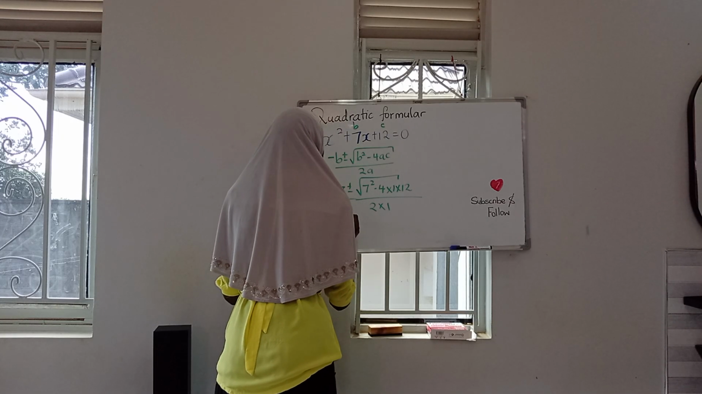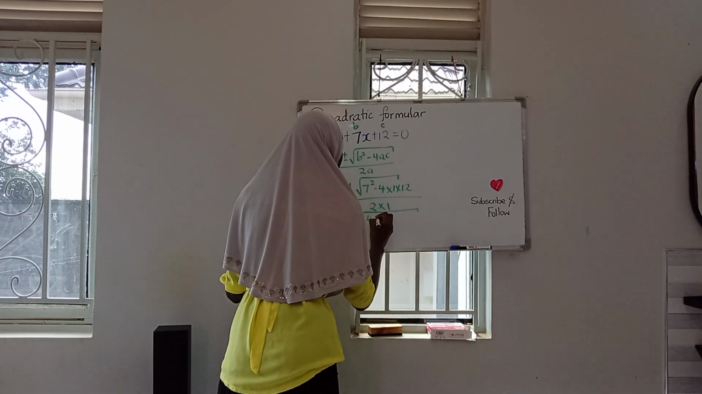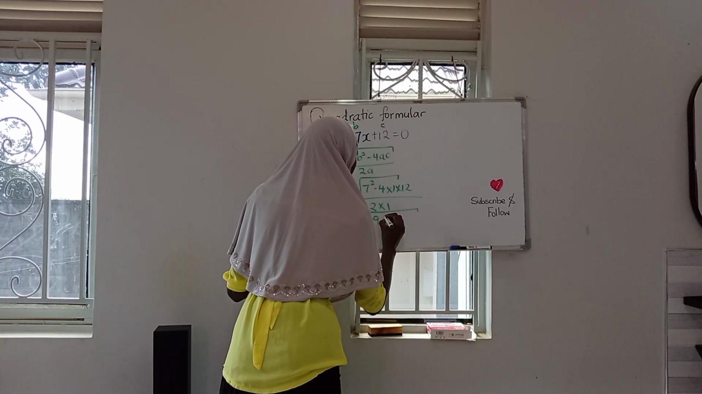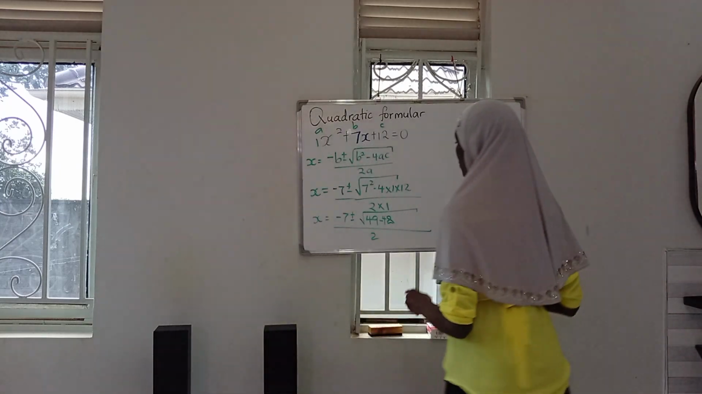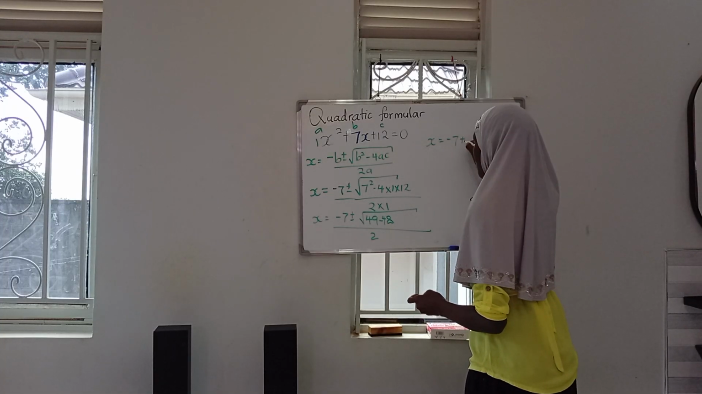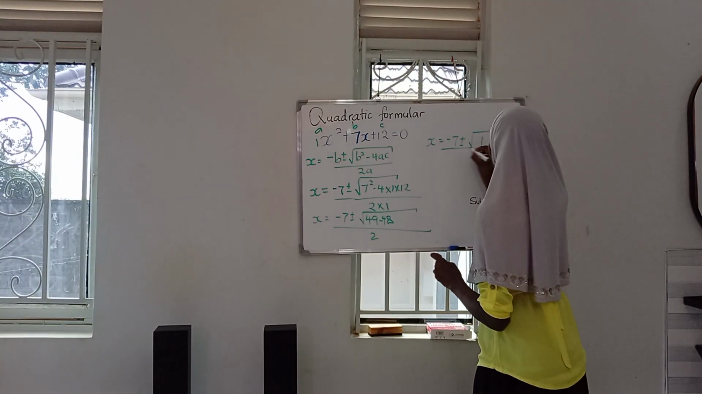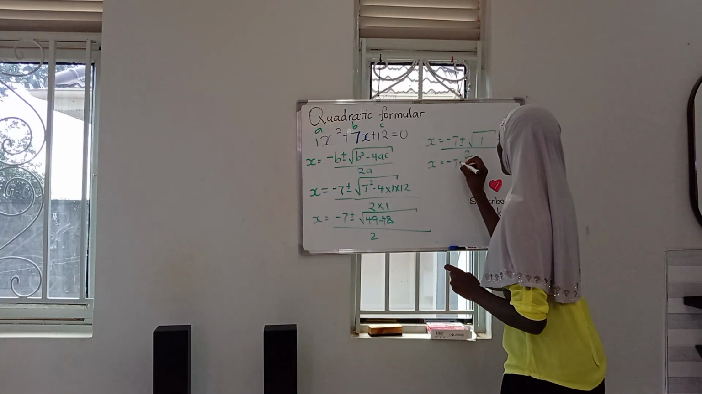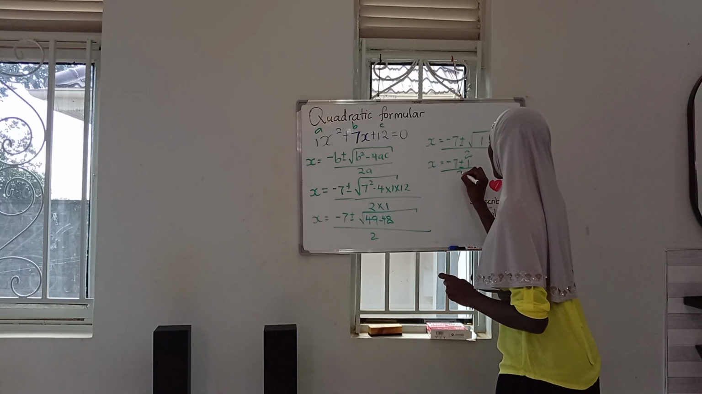So our x would give us negative 7 plus or minus, this is 49, minus 12 times 4 would give us a negative 48, and all this is out of 2. So, continuing, we'll have x is equal to negative 7 plus or minus the square root of 49 minus 48, which will give you 1, and that's all out of 2. Then we have x is equal to negative 7 plus or minus the square root of 1, which is 1, and that is all divided by 2.